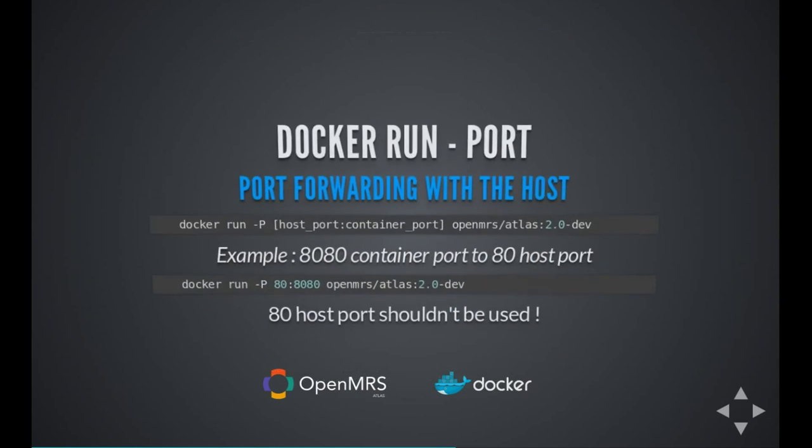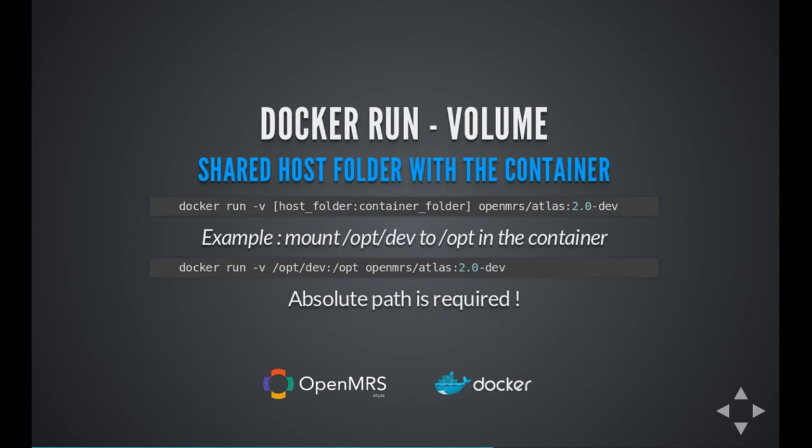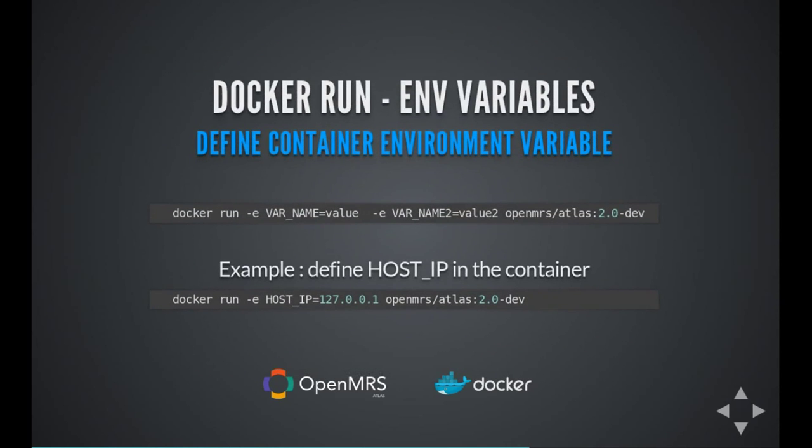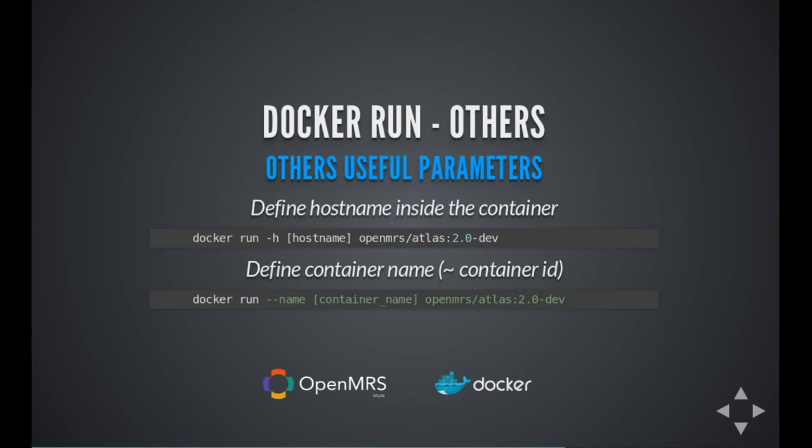You can forward ports between the host and the container using the -p option. You can share a folder between your host and your container using the volume parameter. You can pass environment variables inside the container. Docker has a lot of other parameters such as hostname and the name of the containers.